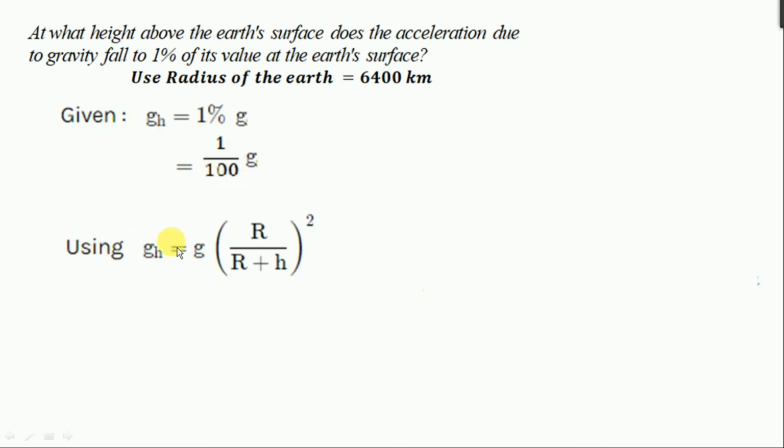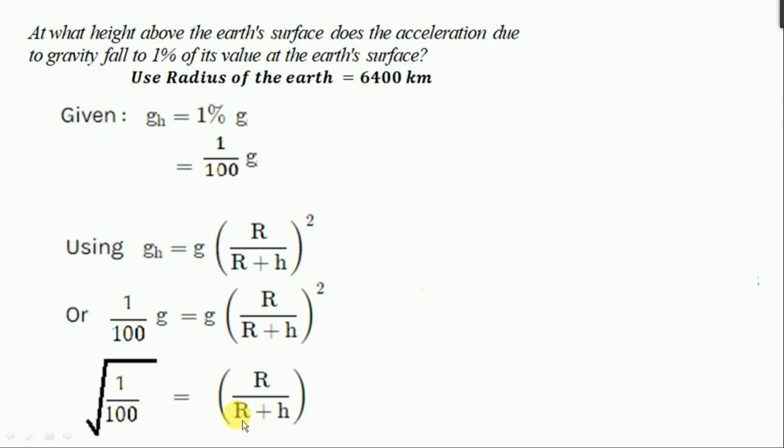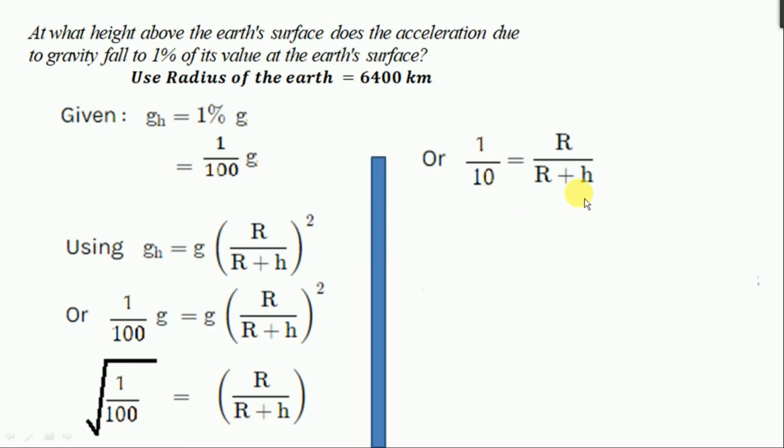So now we'll use this formula. When h is comparable to R, we'll use this formula: g_h is equal to g R squared by (R plus h) whole square. Now I'll put the value of g_h. This g and this g will get cancelled. So when you take the square root, we will get root over 1 by 100 is equal to R by R plus h. Now root over 1 by 100 is 1 by 10, and R by R plus h. Now when you solve this, you will get h is equal to 9R.